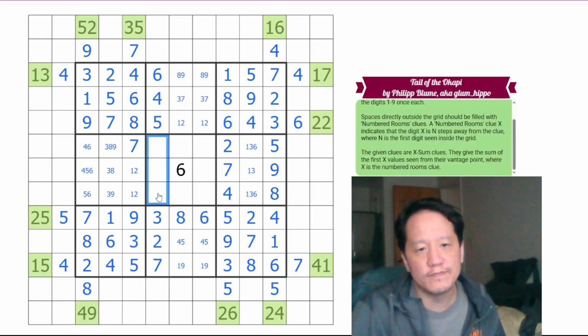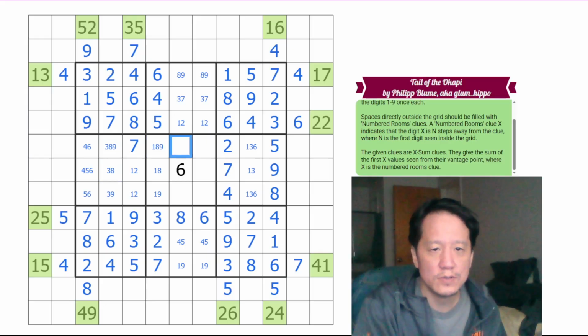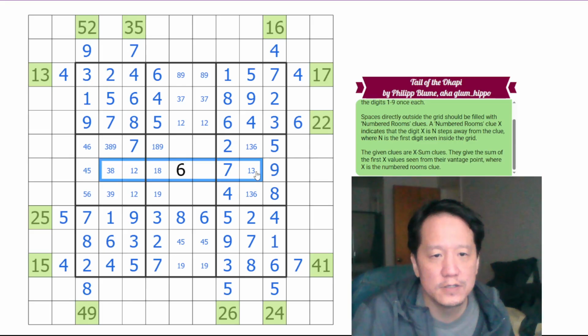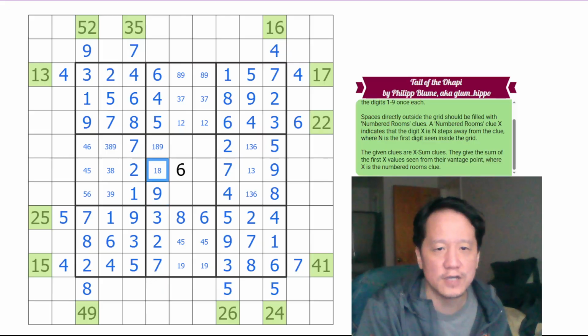Remaining digits in column 4, we have 1, 8, and 9. So no 8 here, no 9 here, because of 8 and 9's in the row. This can't be 6 because of 6 in the row. Actually, we have a 1, 3, 8 triplet in row 5, which eliminates 1, 3, 8 in the rest of the row. This can't be 1. It's 2, which makes this 1. That eliminates 1 here, so this is 9.